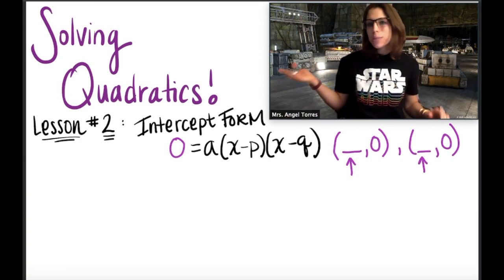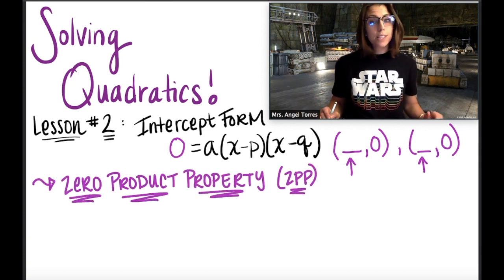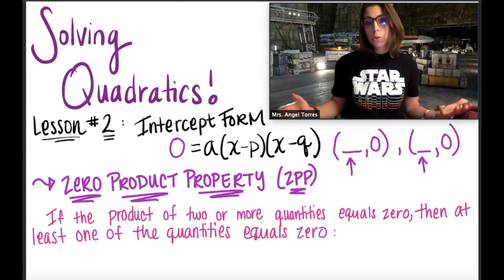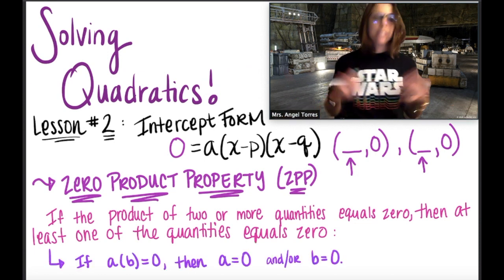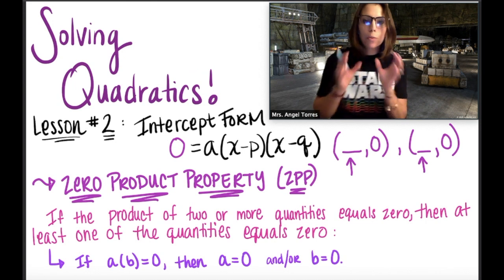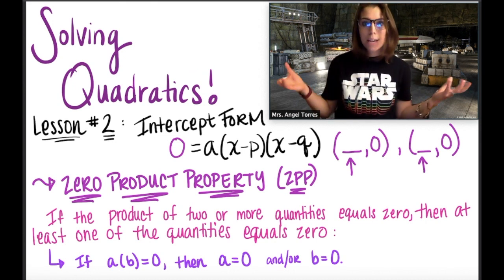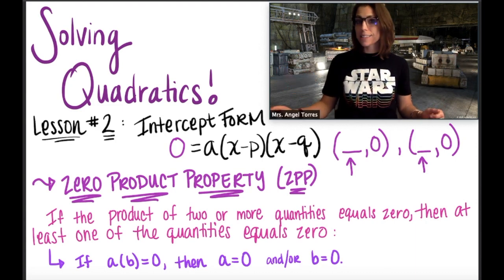So how do we solve quadratics in intercept form? We use something called the zero product property. The zero product property officially states that if a product of two or more quantities equals 0, at least one of the quantities equals 0. It's a fancy way of saying if you're multiplying two numbers and one of them is 0, 0 times anything is always 0. So grab some notes and let's get started.